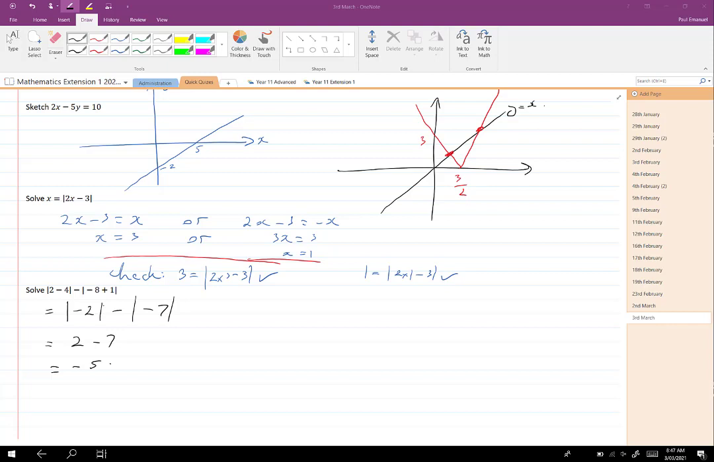Extension. There will be questions using the discriminant in the extension. I can almost guarantee it, right? So I will teach it to you, don't worry.